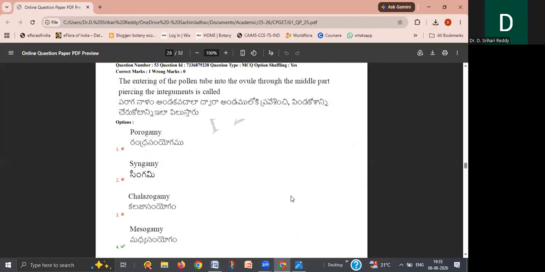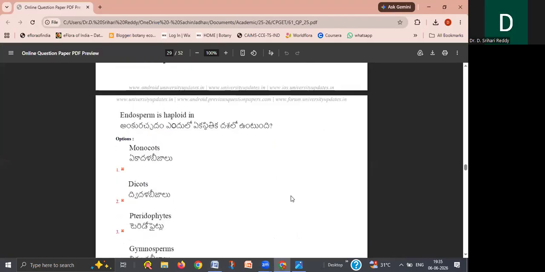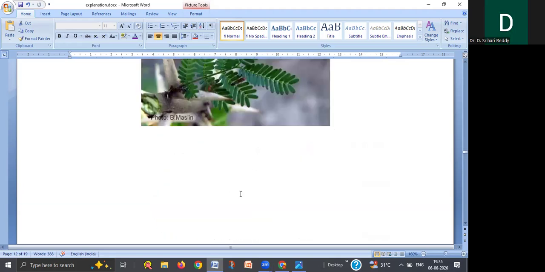And now endosperm. The question is related to endosperm. Endosperm is haploid in... where do we find endosperm in the haploid form? So I will show you one thing. It is very important for you.